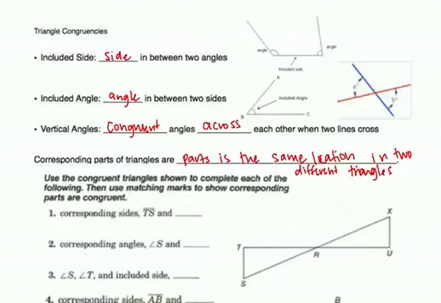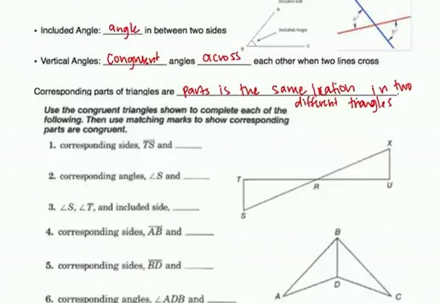We're going to use the congruent triangles shown to complete each of the following, and then use the marking or matching marks to show corresponding parts are congruent. So the corresponding sides, TS and what? TS is going to be across from the vertex of my triangle.